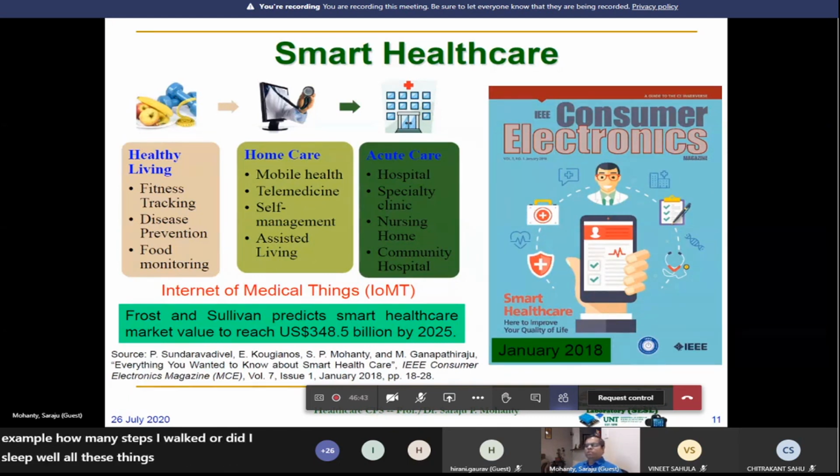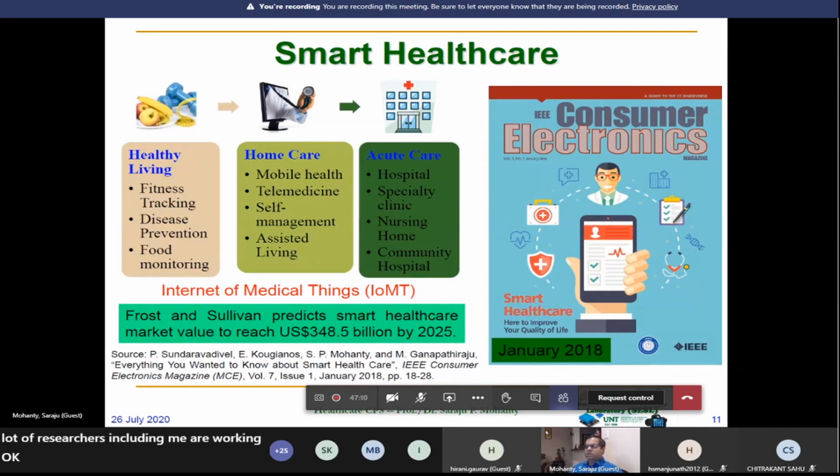Food monitoring we are able to do. Then some aspect of home care, that is, people who are living in nursing homes and so on are getting some advantage because of smart healthcare. And the third aspect is called acute health. In that also, smart healthcare is eventually going to be helpful quite a bit. And this is a bigger market, and a lot of researchers, including me, are working on it.